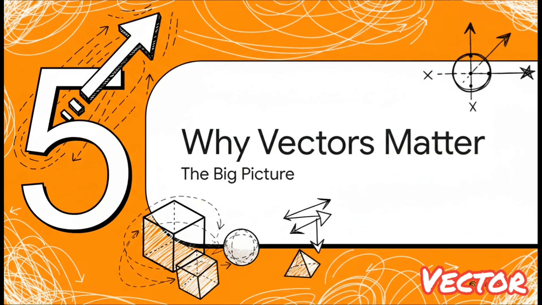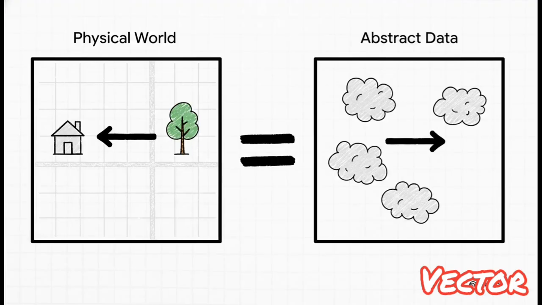So let's pull all this together. Why should we care so much about this one concept? What's the big takeaway here? It's because vectors give us this incredible universal language to describe anything that has both a how much and a which way. And it doesn't matter if that which way is a direction in the real world or a direction through some crazy high-dimensional space of data. The language and the math is exactly the same.